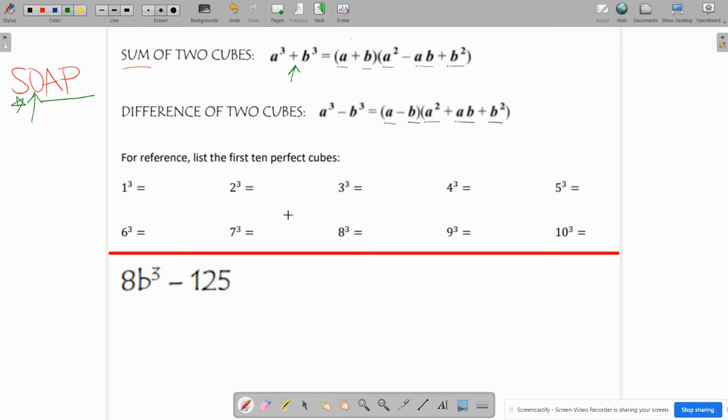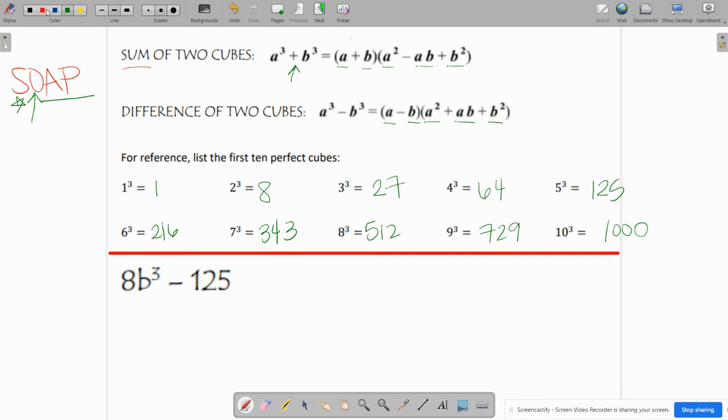Now, something that's going to be helpful is if you know the first 10 perfect cubes just off the top of your head. So 1 cubed is 1. 2 cubed is 2 times 2, which is 4, times 2, which is 8. 3 cubed is going to be 27. You can use a calculator to fill these out, but hopefully you just get to know them. 4 cubed is 64, 5 cubed is 125, 6 cubed is 216, 7 cubed is 343, 8 cubed is 512, 9 cubed is 729, and then 10 cubed is 1,000.